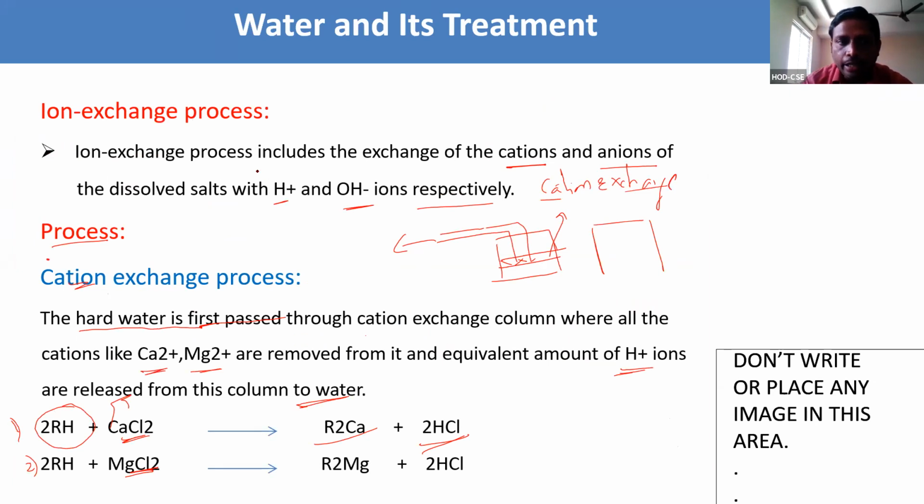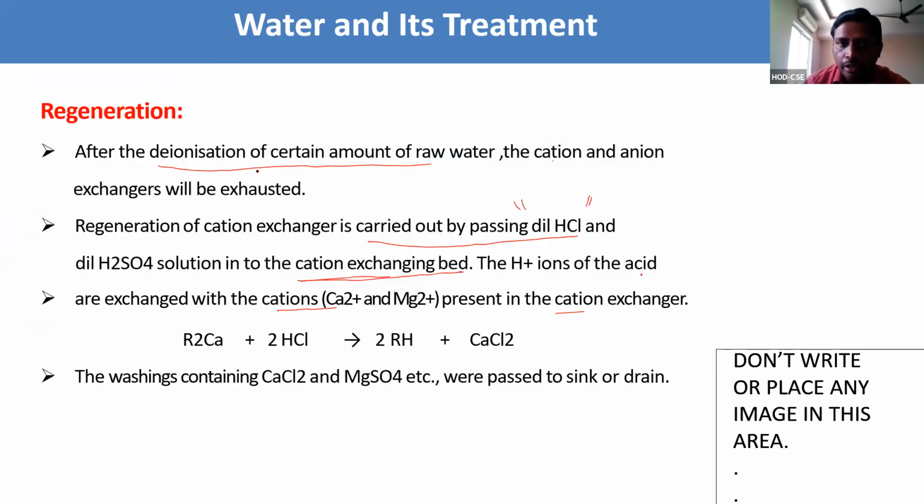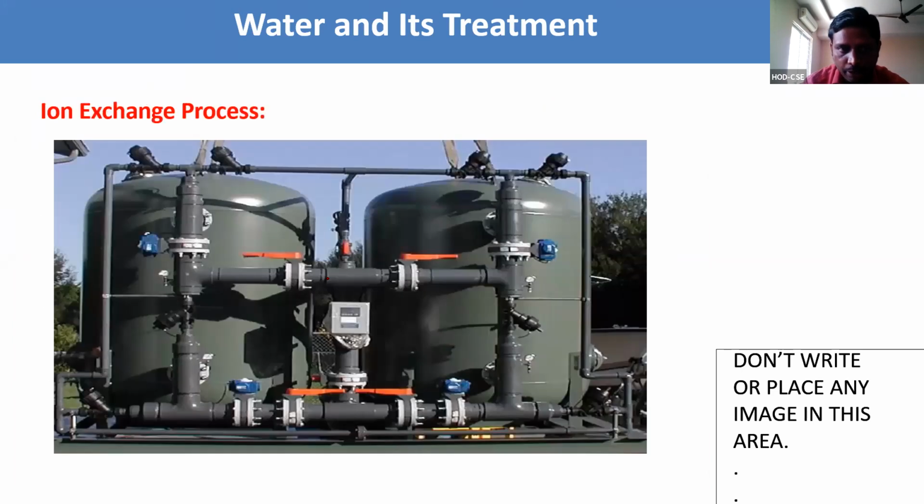During the process, the cation exchange resin RH reacts with CaCl2 present in the hot water and forms R2Ca plus HCl, and RH plus MgCl2 forms R2Mg plus HCl. Now we are going to just reverse it. After the deionization of a certain amount of raw water, the cation and anion exchangers are exhausted, so we regenerate them by passing dilute HCl and H2SO4 solution into the cation exchange resin.